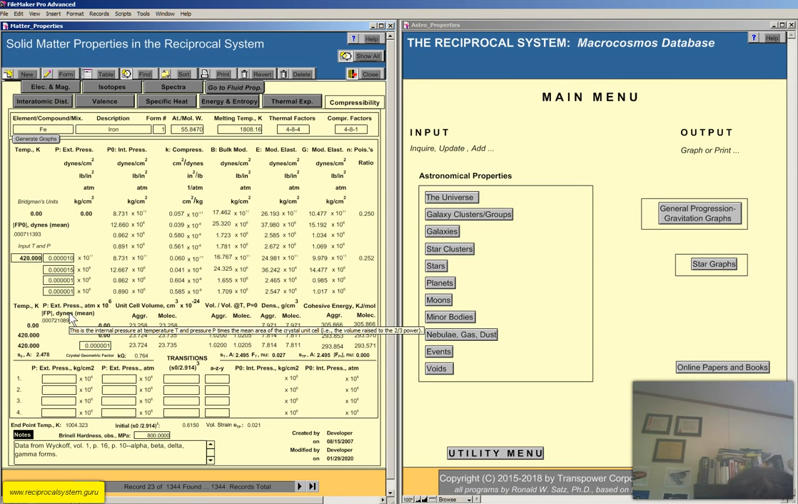This is the internal pressure, temperature change pressure phi times the mean area of the crystal unit cell. So that's an interesting factor right here. And then these would be for various transitions. Apparently there are no transitions for iron, but there would be for some compounds.